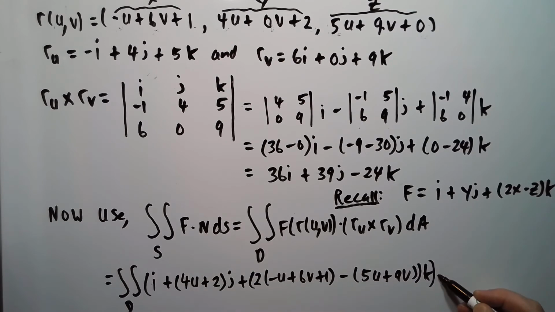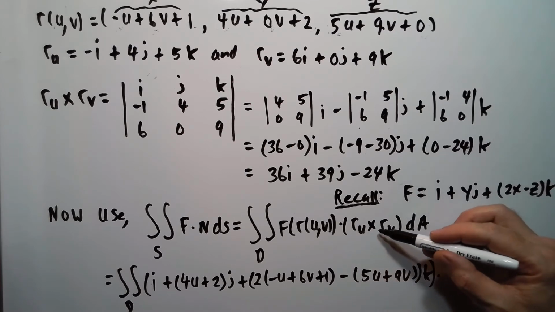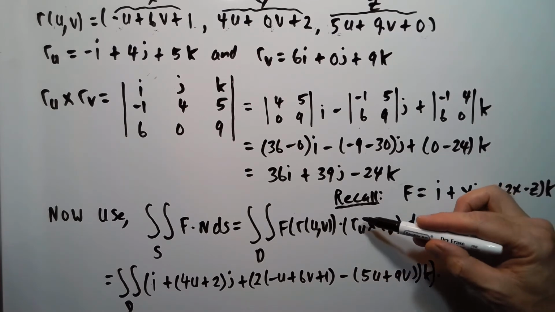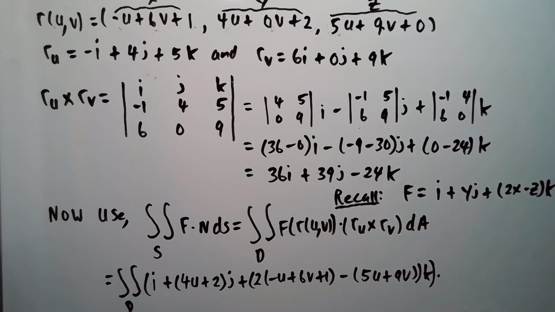And we're dotting that with our r_u cross r_v. This is our normal vector right here, and we found it up here. It'll be 36i plus 39j minus 24k, then times our dA.